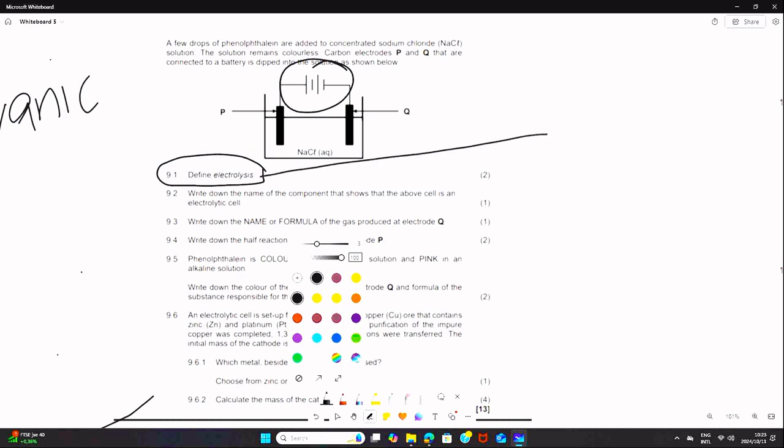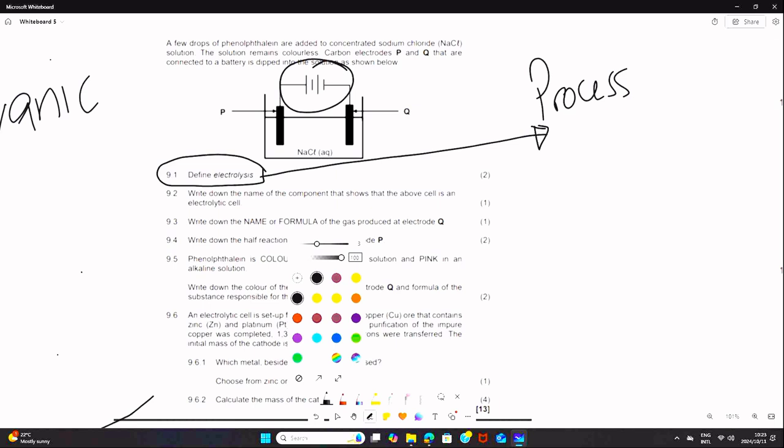But I want to make it a point that you remember, when you are writing your definition of electrolysis, don't forget that this is a process. So if you follow your examination guidelines for the definitions, you will never go wrong. Now, let's go back to the statement.